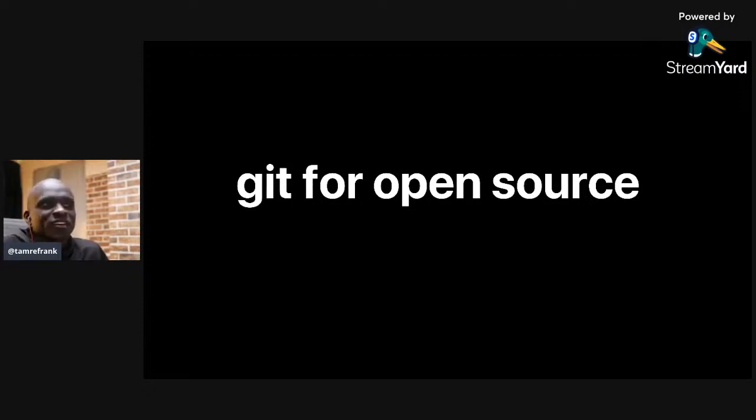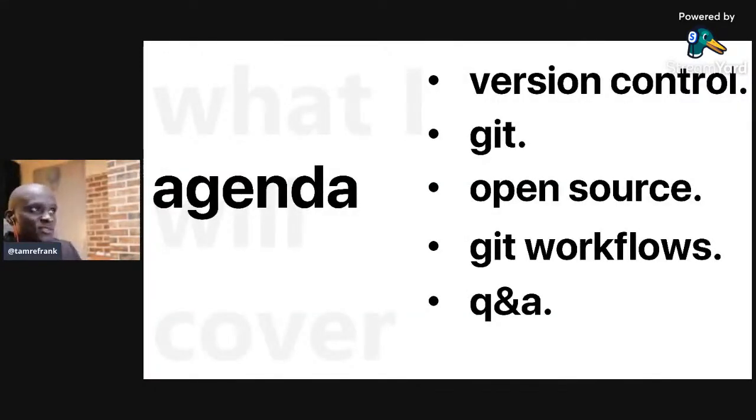The thing that I think is very important is for us to break down that whole way of thinking and say, okay, there's this Git part, then there's the open source part, and that's what we're going to look at today. So in the agenda for today, we just want to talk about version control. Then we will talk about Git, then open source, Git workflows, and then Q&A.